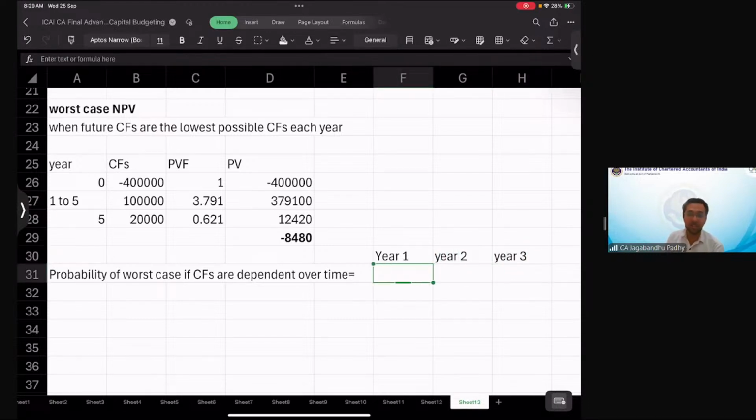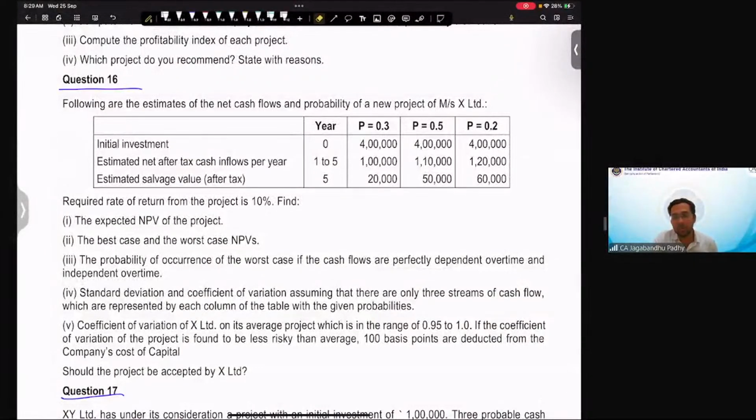What is the probability of you getting the worst cash flow in year 1? Tell me, guys. What's the probability of you getting worst cash flow or worst inflow in year 1? What probability do you see that you are going to get a worst possible cash flow? Obviously 0.3, right? Correct?